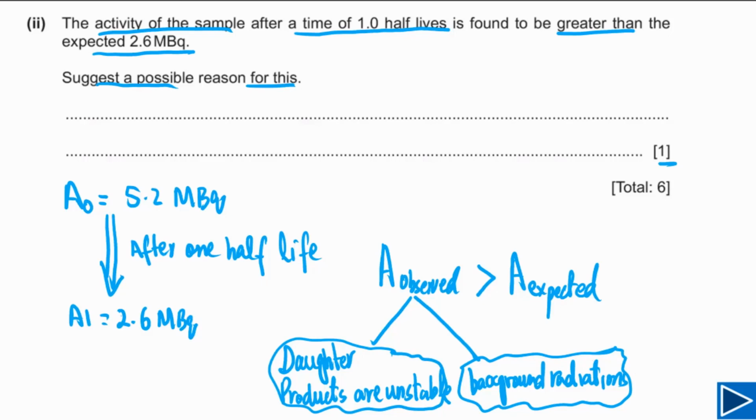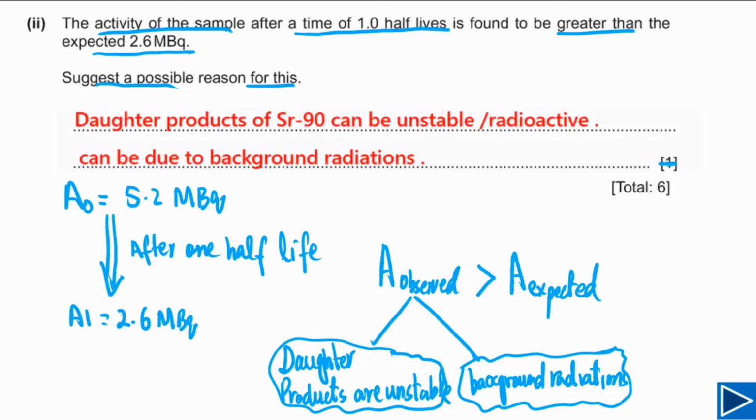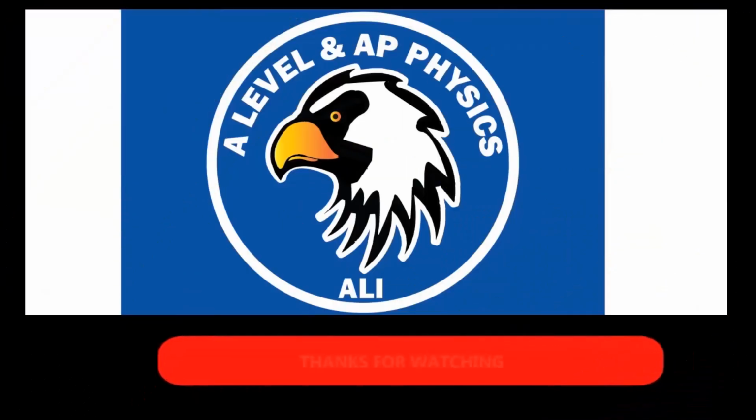I hope it is clear. So let me show you how to write down the answer. This is how you can write down answer. So there are 2 points. You can mention one of them. You can say the daughter products of nucleus are unstable, or you can say it's due to background radiations.